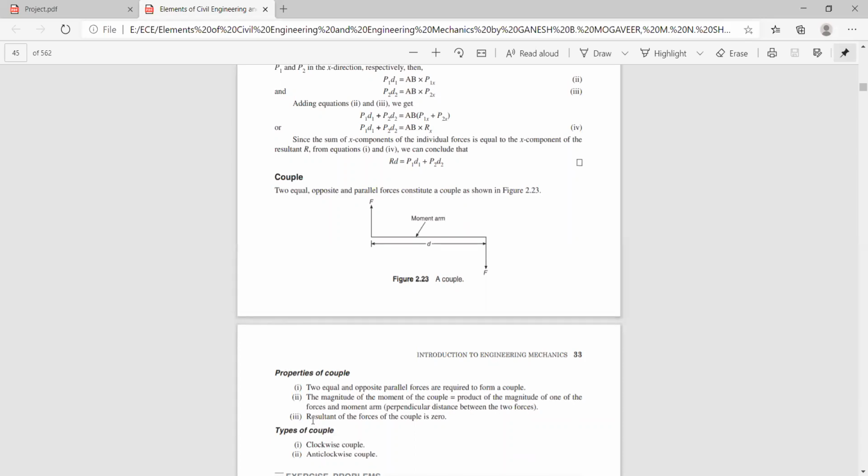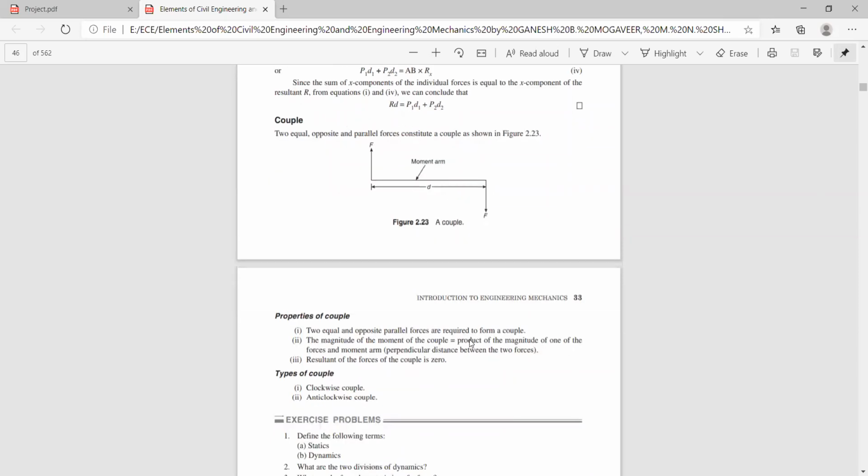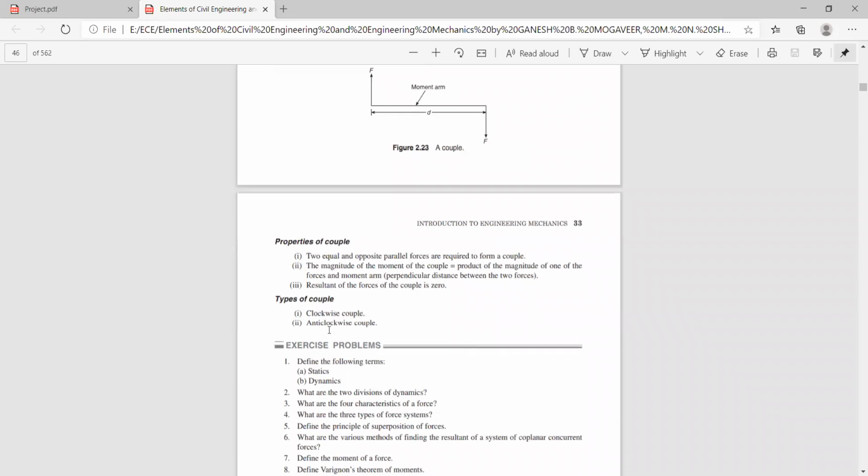Next, the resultant of the forces of a couple is always zero, because the magnitude of the moment of the couple about any point in the same plane does not change, it remains the same. Hence the resultant of the forces of the couple will always be zero. Now you have the types of couple: it can be an anti-clockwise or a clockwise couple.